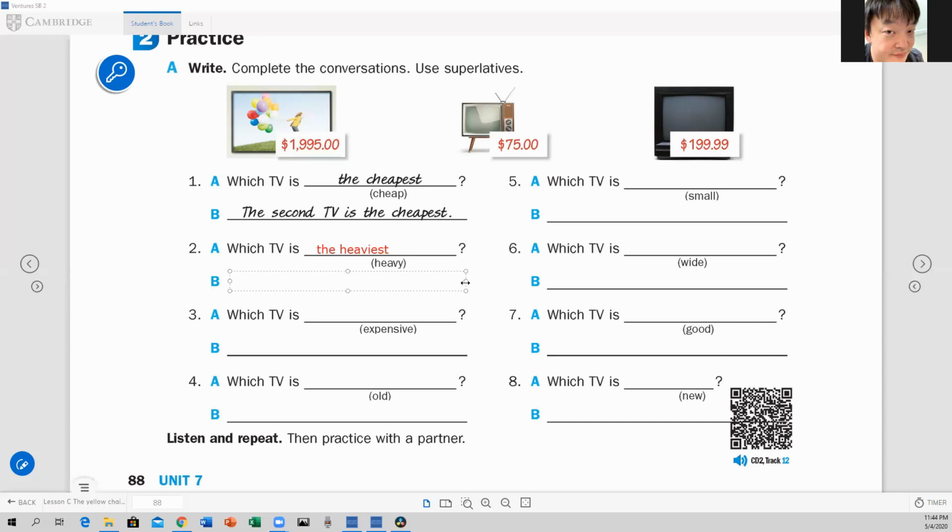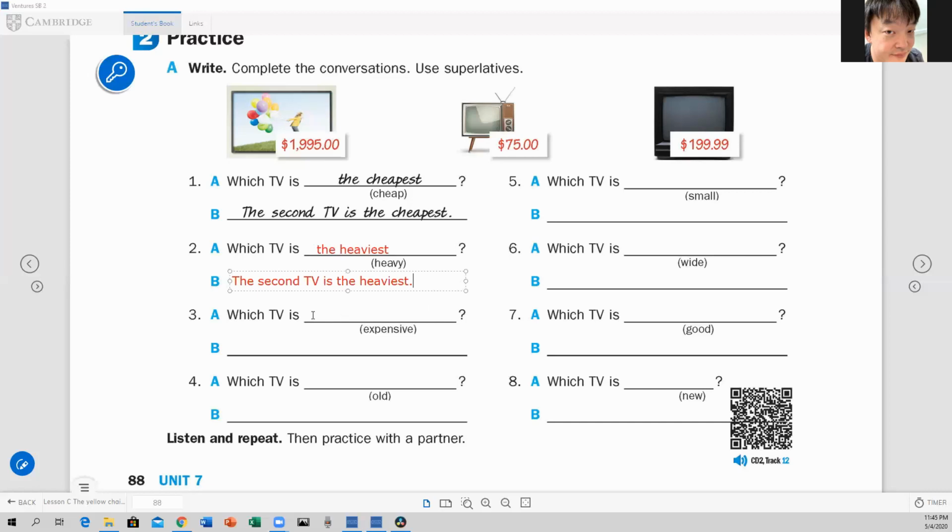so I'm just gonna put here the second TV is the heaviest. Teacher, I did the heaviest TV is the second one. Is that right? Yeah, that's correct. If you say it this way, it won't be wrong. That's fine. Okay? As long as it's grammatically correct and people understand what you're saying, that's fine.